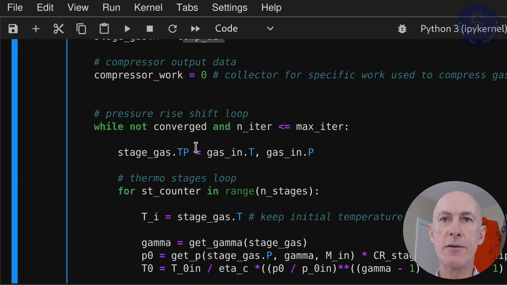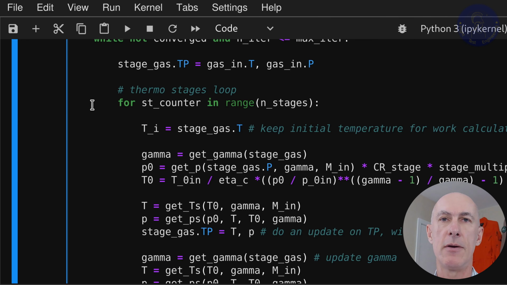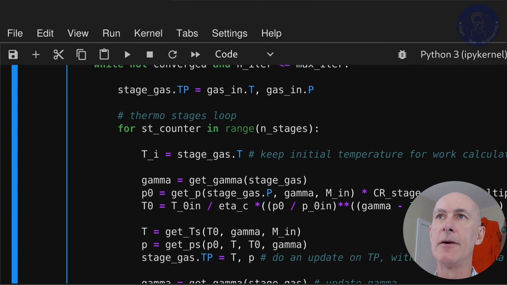Okay, so now we start our pressurized shift loop. We start by saying that we're going to run it while it's not converged, and also while our number of iterations has not reached the maximum. We start by setting the stage gas to the initial properties, so our gas in, temperature, and pressure. And then nothing better than a for loop to calculate the properties for each of the stages. Because we know how many stages we have, this would be the most efficient way to do it.